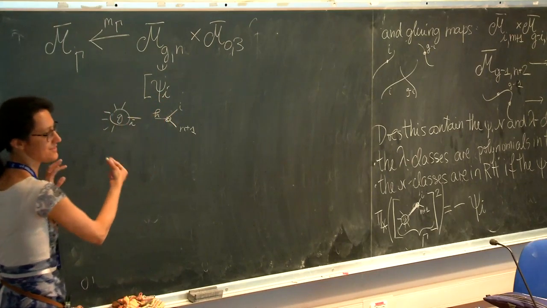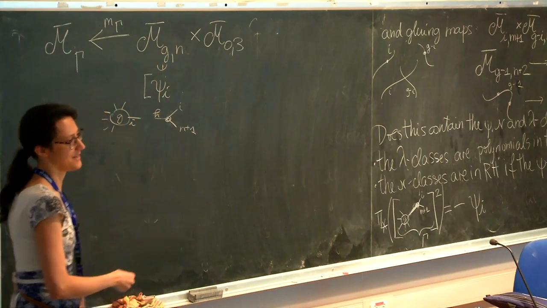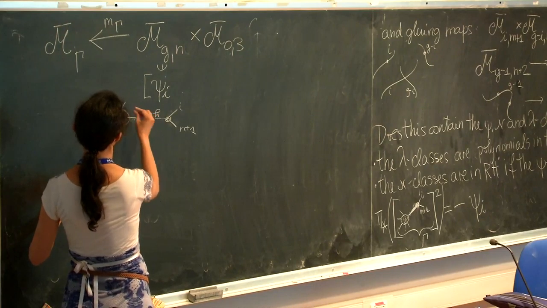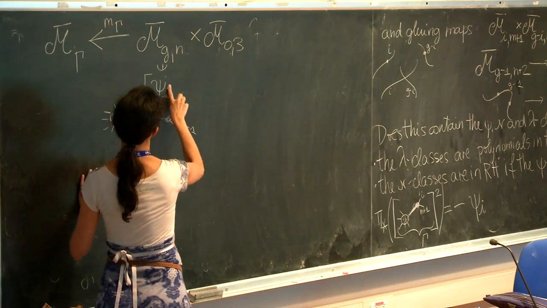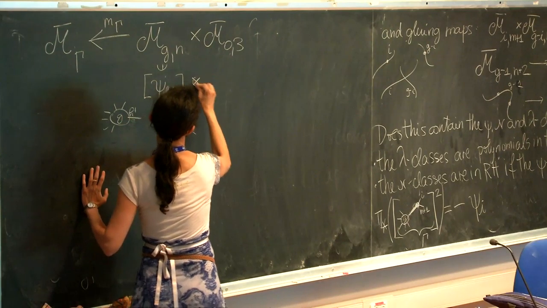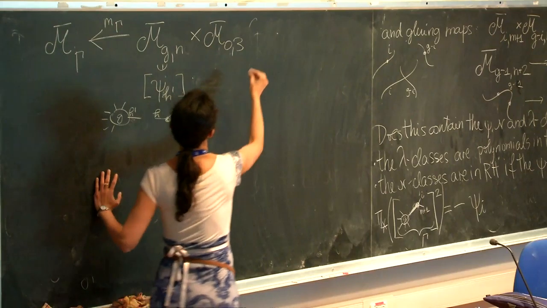I could call it H, it's just that if we have n things, we can call it psi I. So let me call this H prime. So this is the psi class of H prime. And then I can just tensor. Well, this is just a point, so we can forget this.